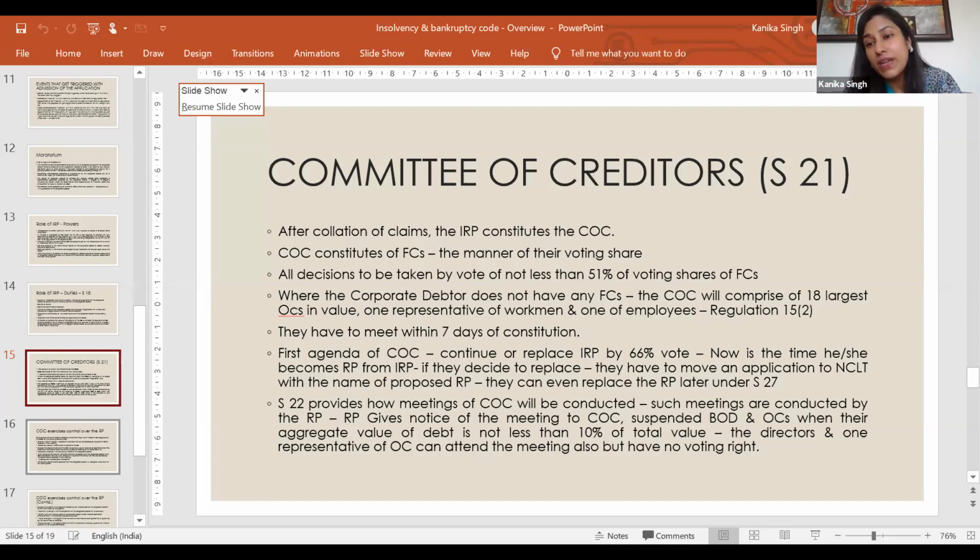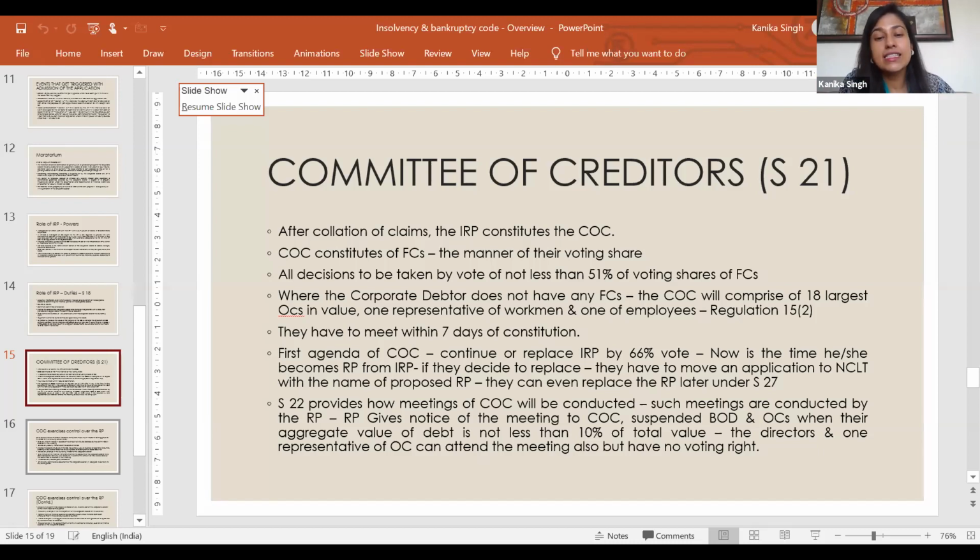If they decide to replace him, they need to move an application to the NCLT saying, okay, we don't want this person, we want Y person, and please can you substitute it? And then it is up to the NCLT to substitute the IRP. The IRP can be replaced even at a later stage, which is provided under section 27 of the code, but you don't need to consider yourself at that point right now.